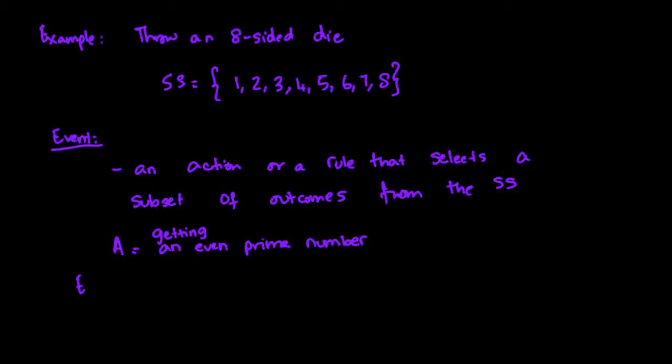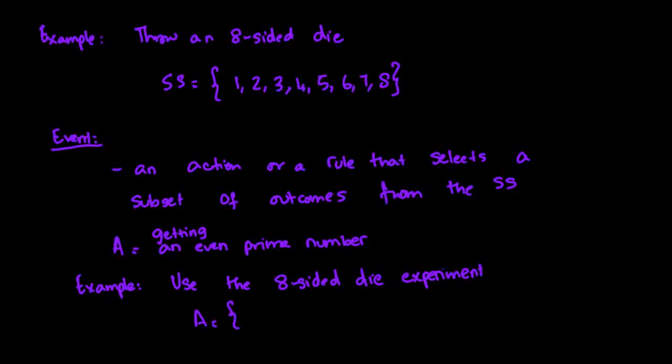So as an example, we'll just use the 8-sided die experiment. So what would the event correspond to? Well, the set that corresponds to the event A is nothing but {2}. It is a singleton set. It has only one element in it, and that is the only even prime. So when you define the event as getting an even prime number, it selects a subset of the sample space, and it selects only 2.